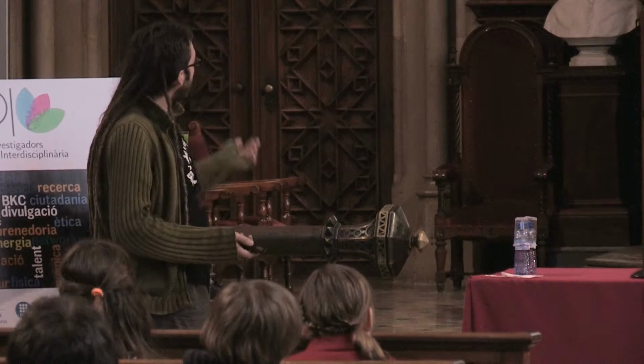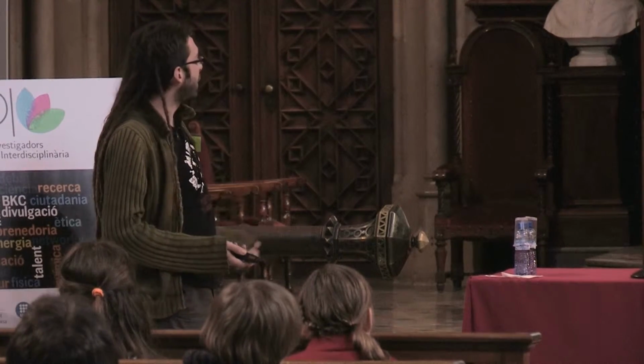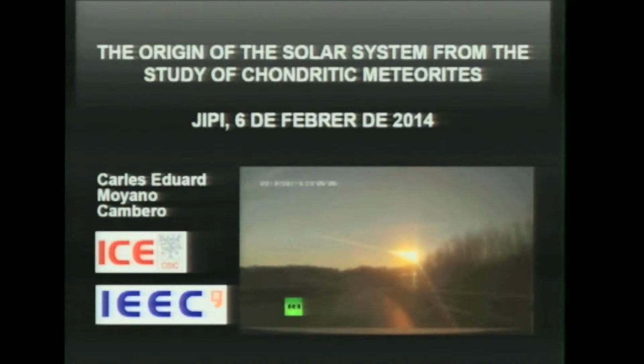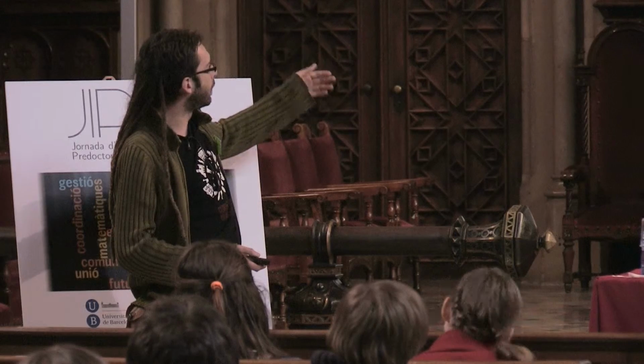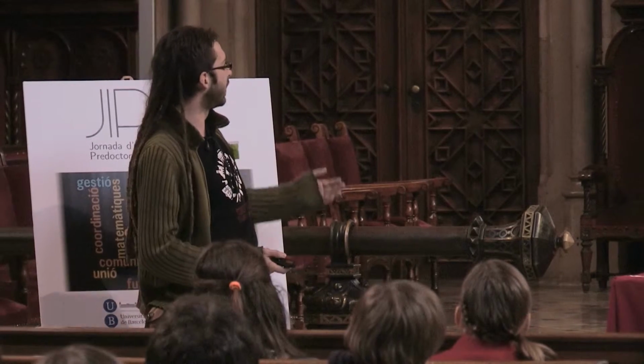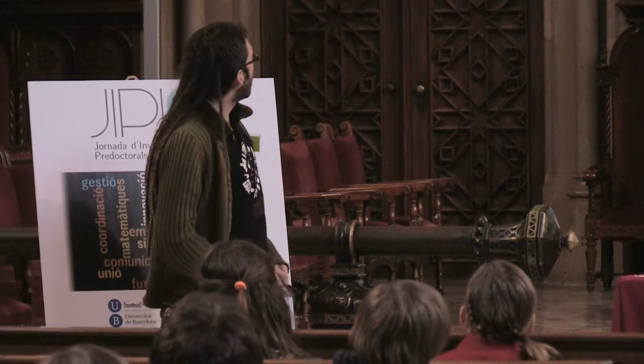So I'm going to talk about the origin of the solar system from the study of chondritic meteorites. Probably you don't know what chondritic meteorites mean, but you know what meteorites are, you know that meteorites are cool. And if you don't agree that meteorites are cool, let me just remind you of the meteorite that fell in Russia last year, which was really incredible.